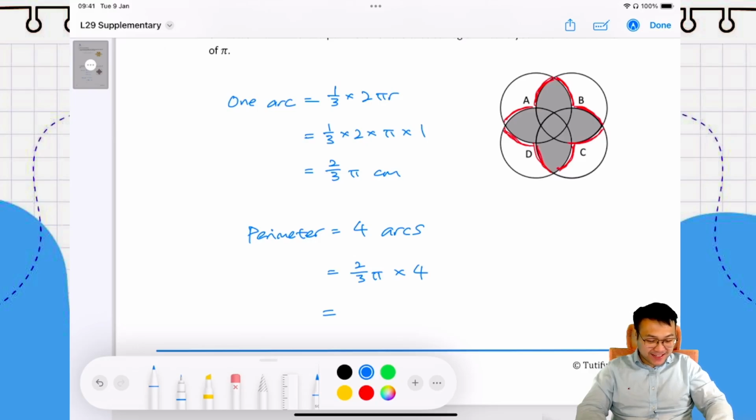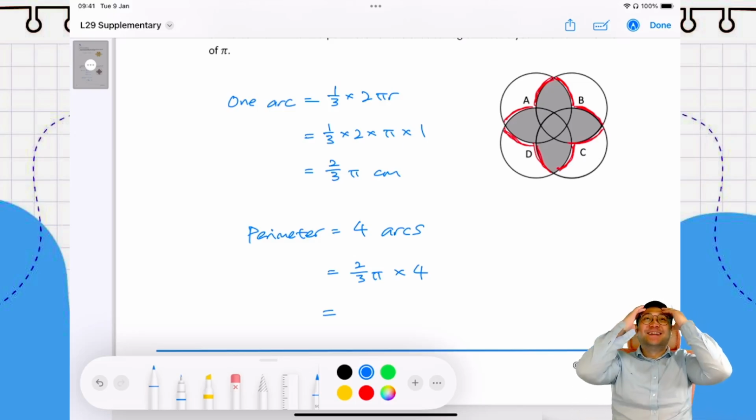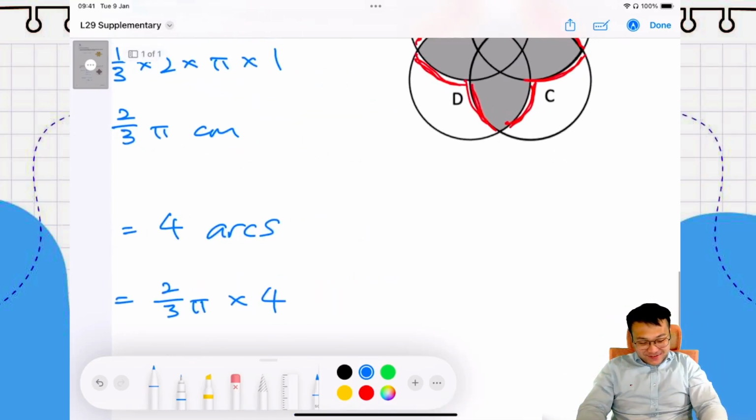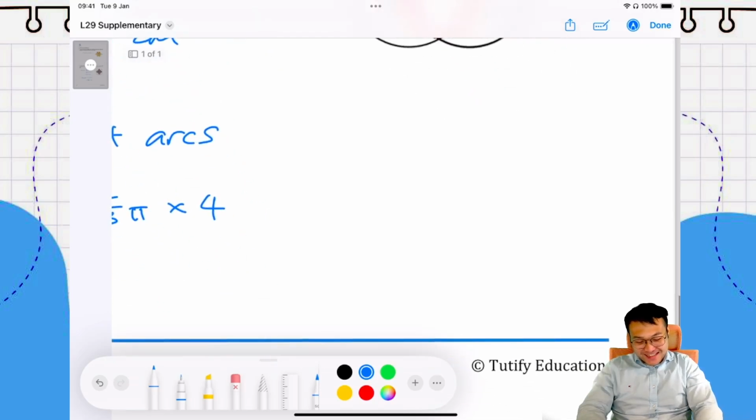Multiply for me. What do you get? 2/3 times 4 is what? It shouldn't take that long. 2/3 times 4 is? Zach, you don't know what 2/3 times 4 is? I forgot how to multiply fractions. What? Okay, let's do an example. I can't believe I'm teaching this.